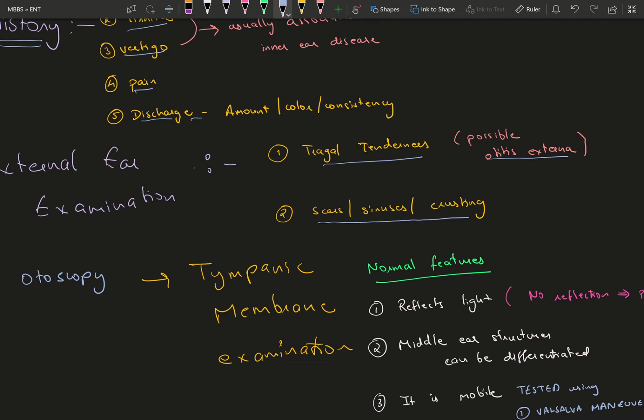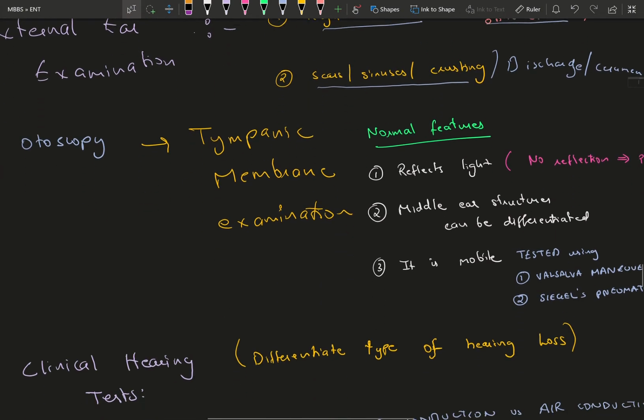So you will be having either a tragal tenderness, scars, sinuses, crusting, or any kind of discharge or cerumen. So that would be about your external ear.